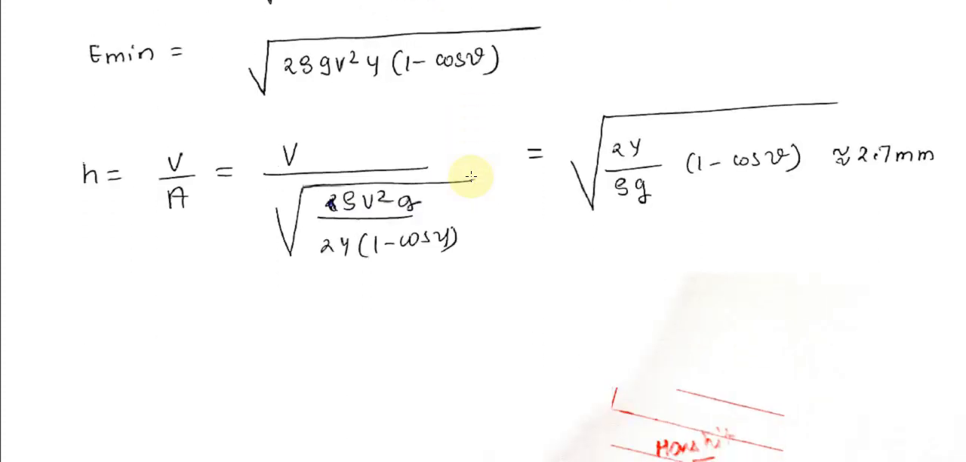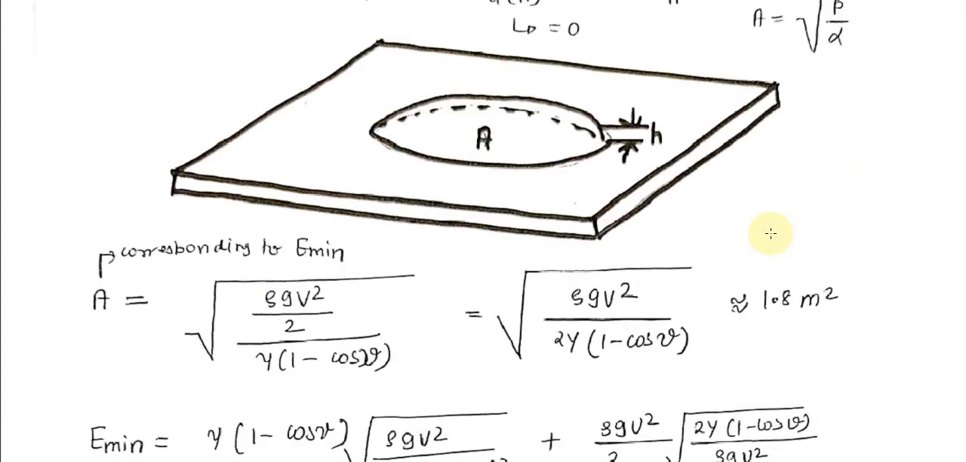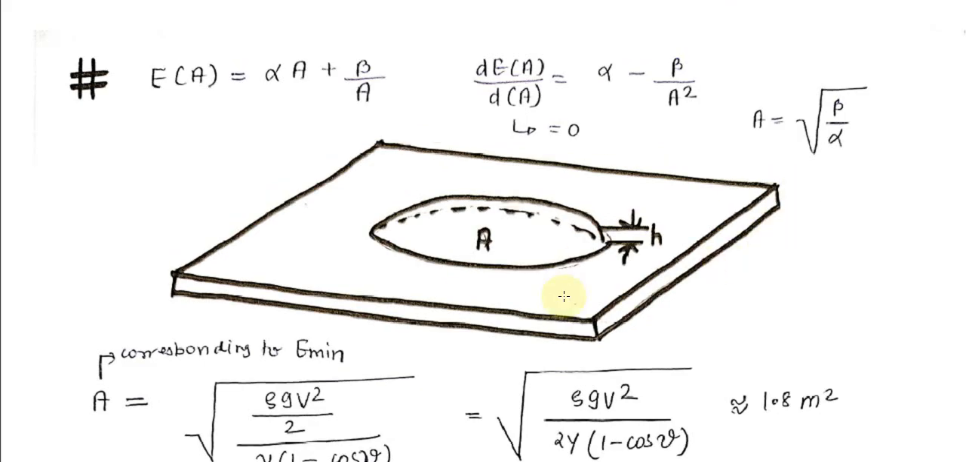So the height of the puddle can also be calculated as V by A, which is V by rho g V square by 2 gamma into 1 minus cos nu, and then we get 2 gamma by rho g into 1 minus cos nu, and that is approximately 2.7 millimeter. So the height of the puddle can also be calculated.